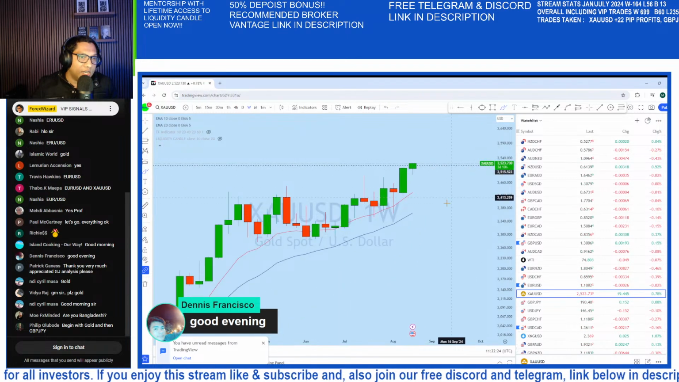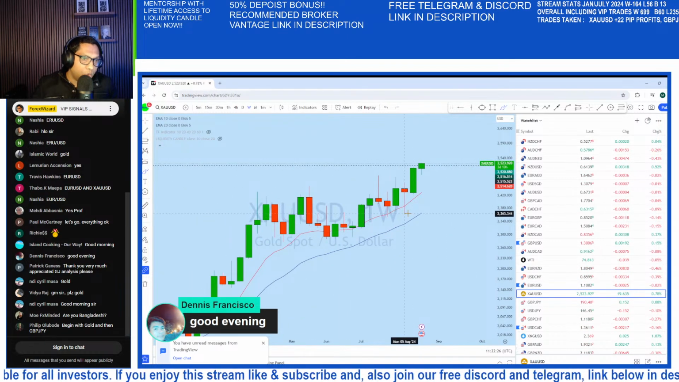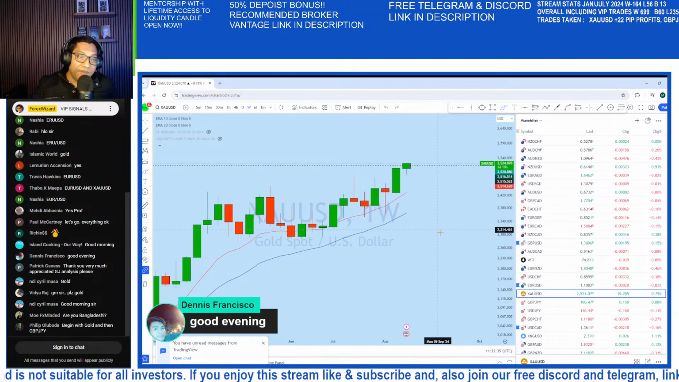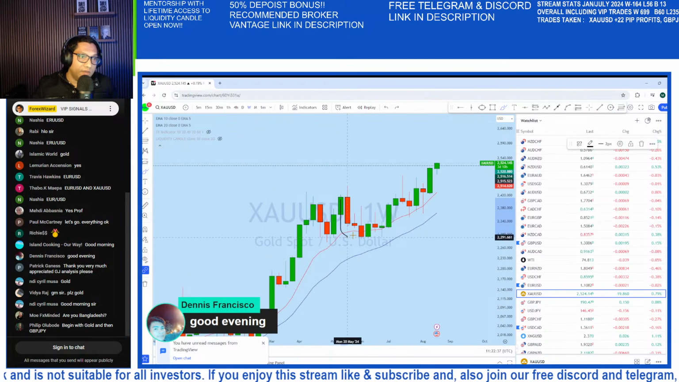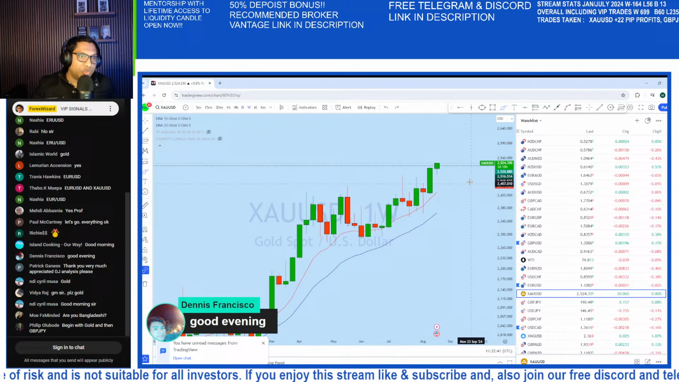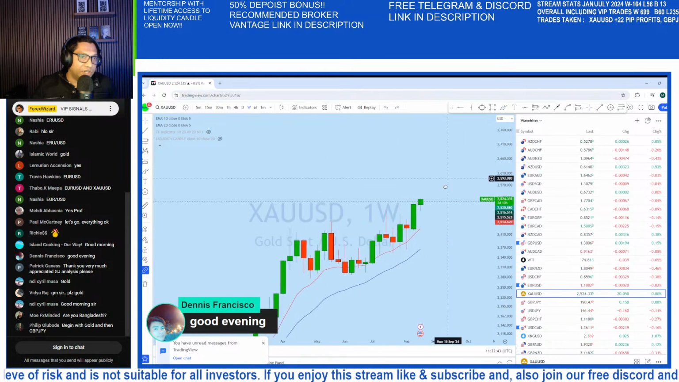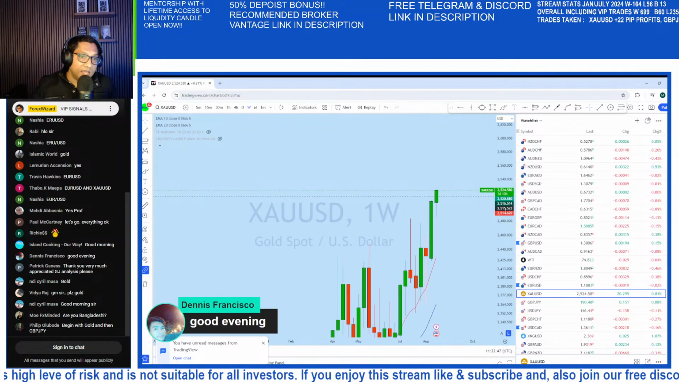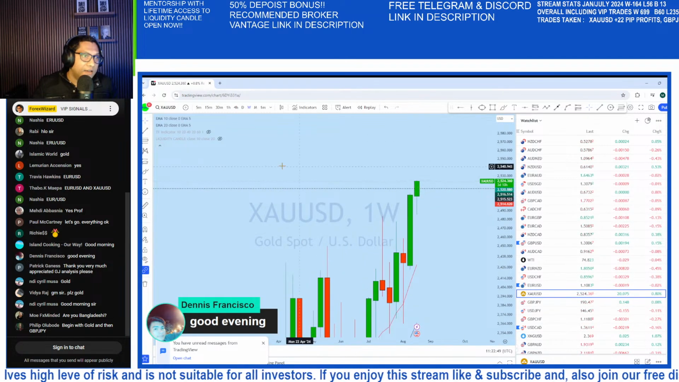Looking at the weekly chart, we can see a weekly doji, and that weekly doji has given a strong momentum on gold with this inverted head and shoulders breakout and pullback. We can see the market is trending in that direction, heading towards the upside with that strong momentum.